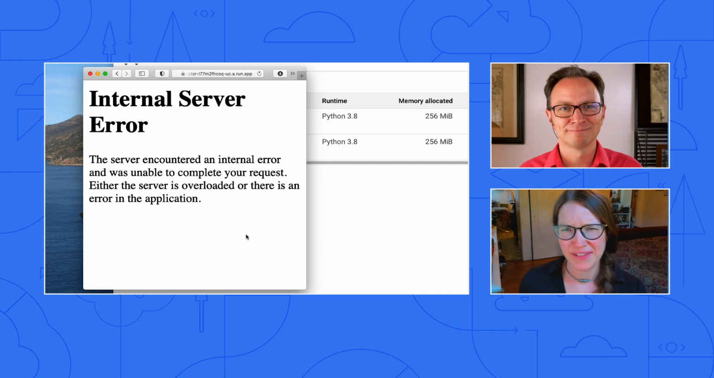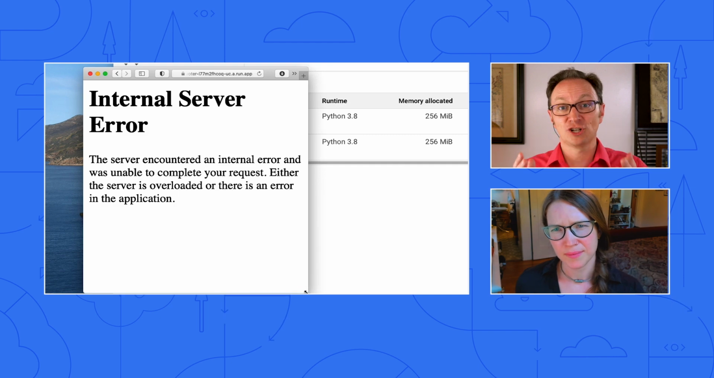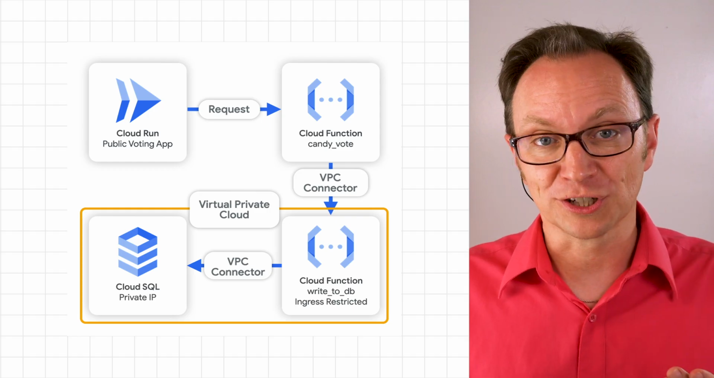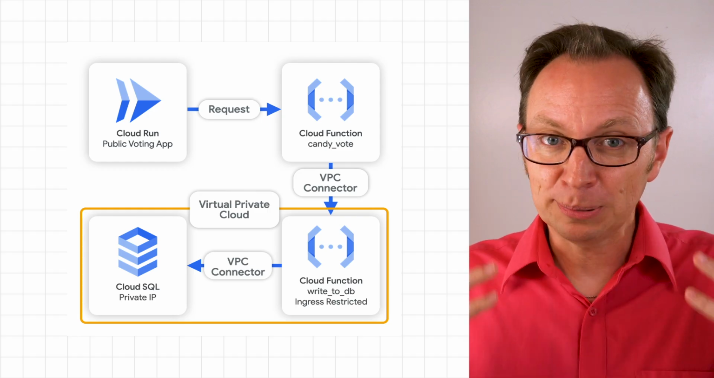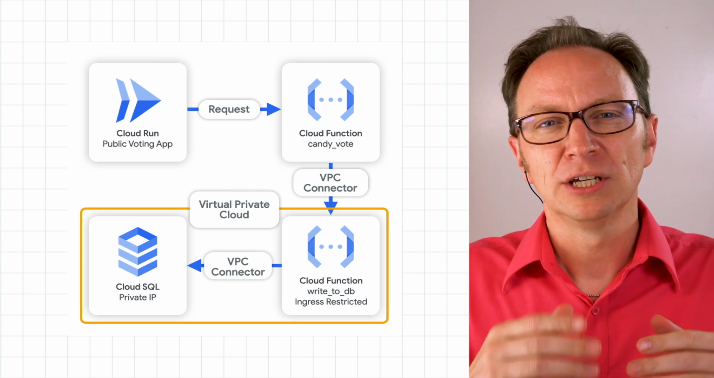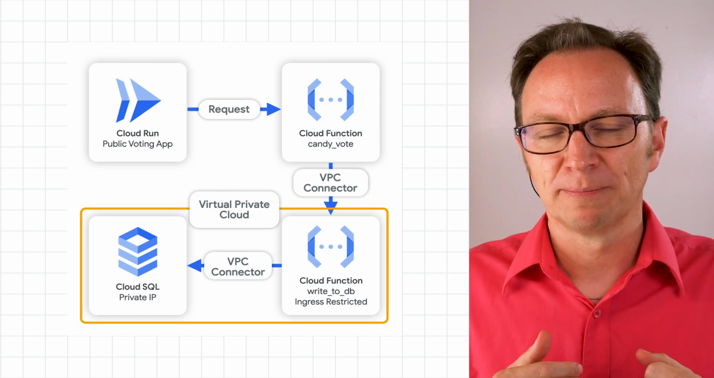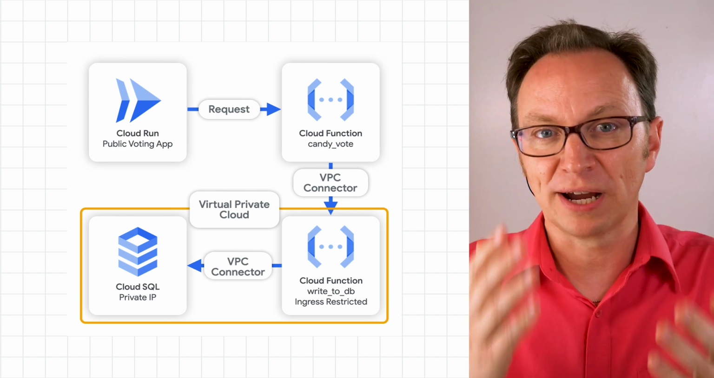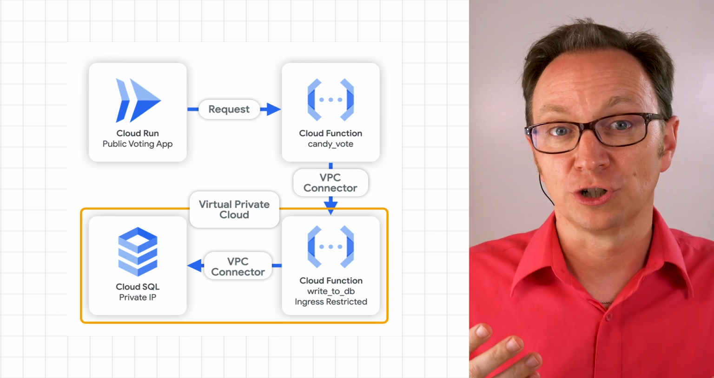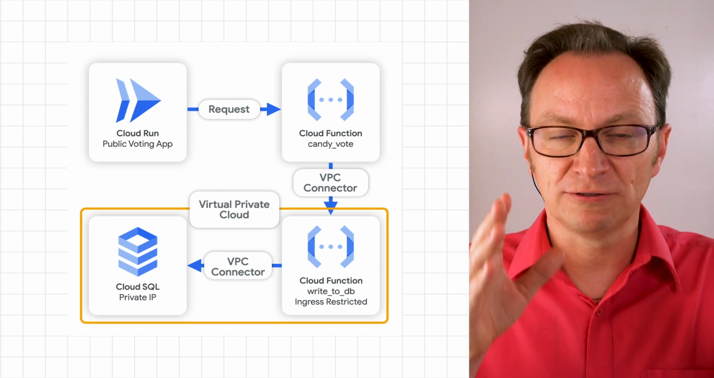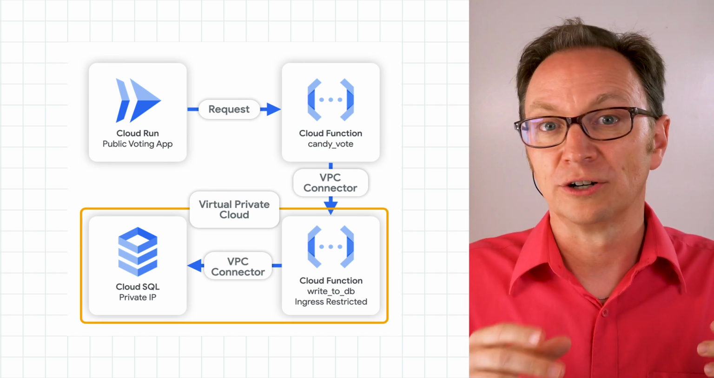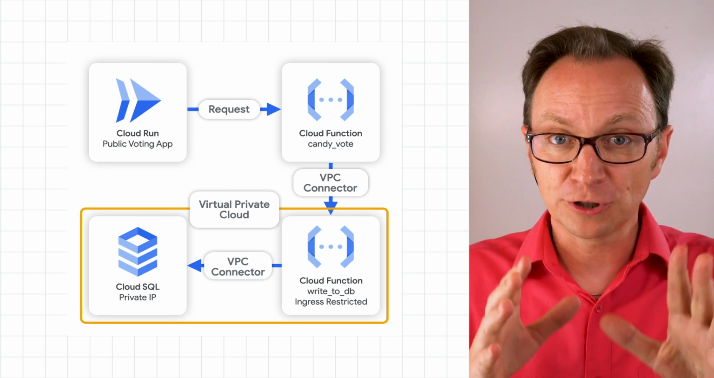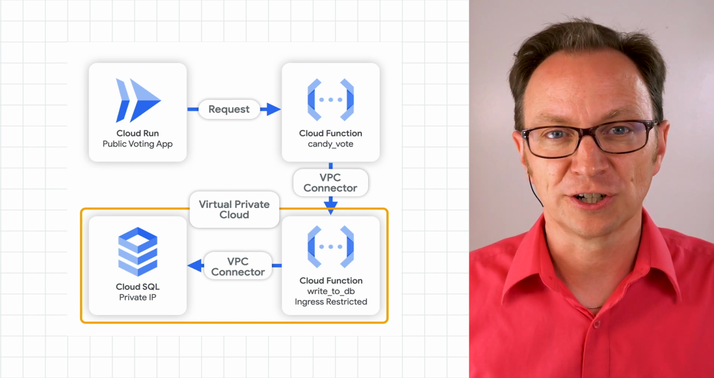It's not working. It's a 500 error. That's actually good. That means that the network settings are working. We updated the function write-to-db to only accept private connections. But the function candyvote isn't sending its data through a private connector. Now we need to ensure that candyvote is using a VPC connector to call write-to-db. But first you need to create the VPC connector.